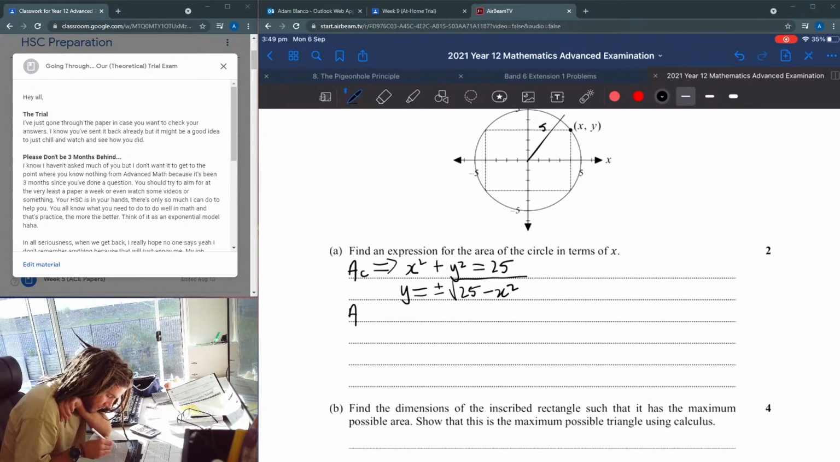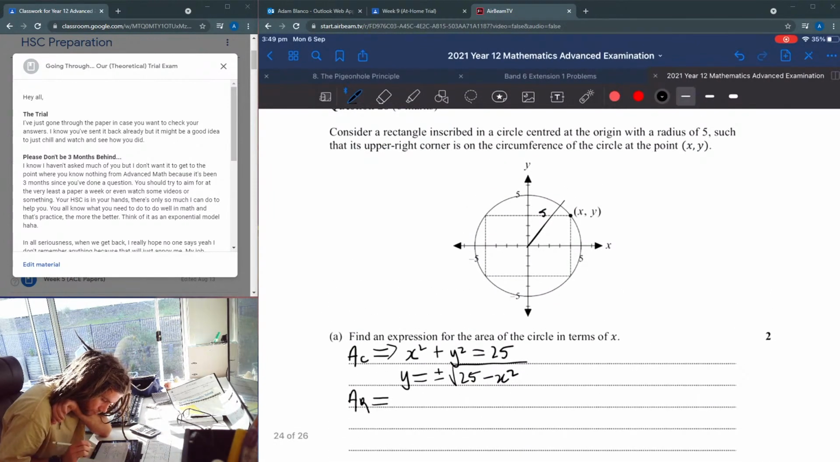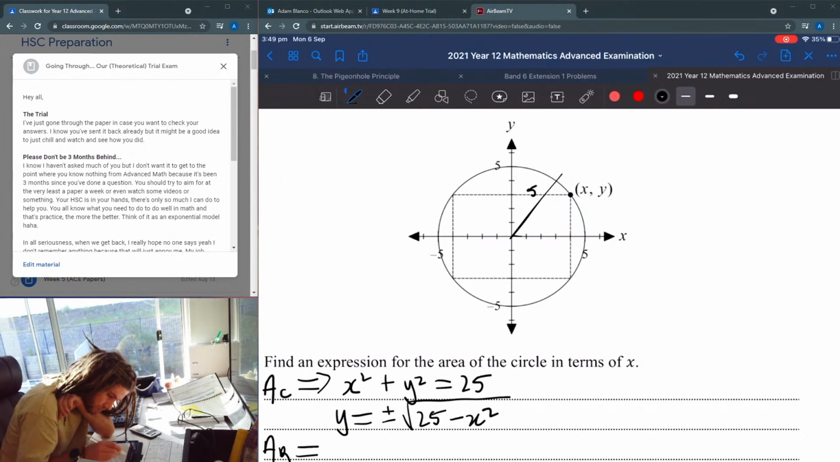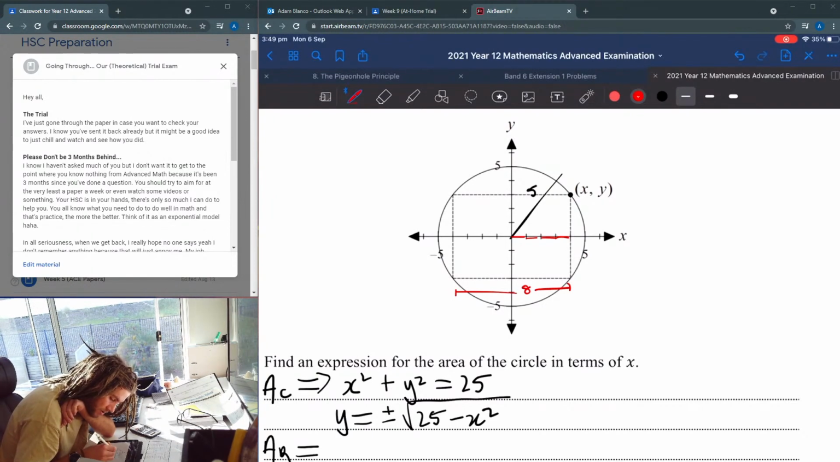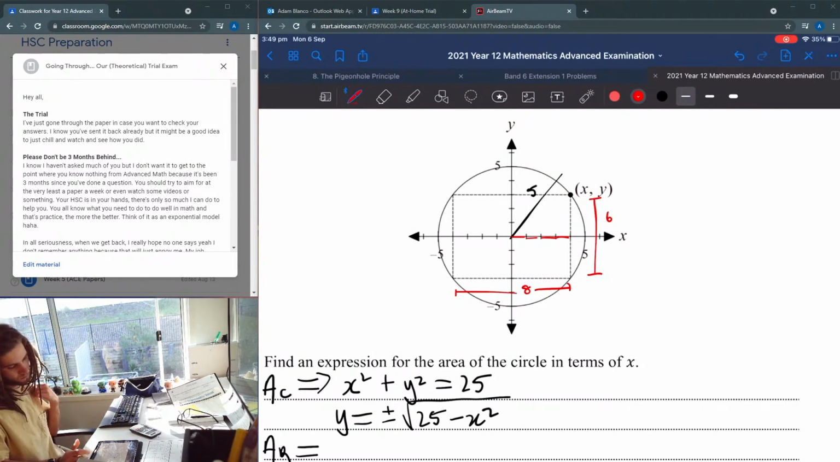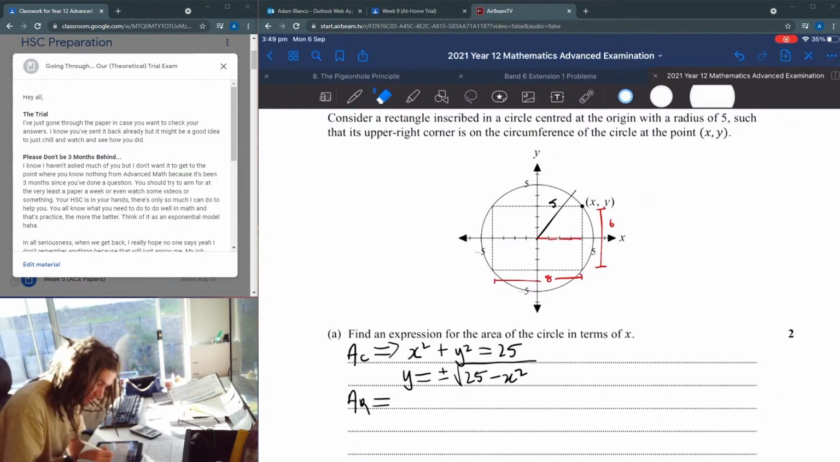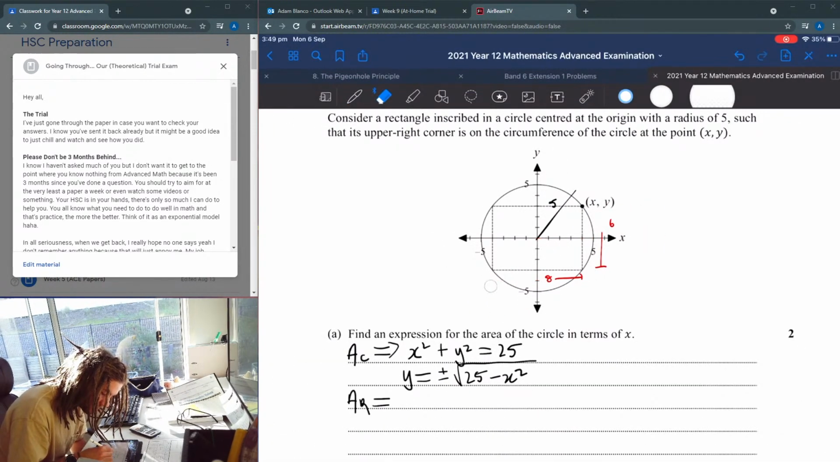Okay, and then the area of the rectangle is what's that gonna be? I don't know, do I? Yes, I do. Hang on a minute. What's this length? Let's just count it. 1, 2, 3, 4. So this is 8. And then this height, 1, 2, 3, so that's 6. Okay. Oh, but it depends. I don't know what I was doing there. That depends on my x and y values.